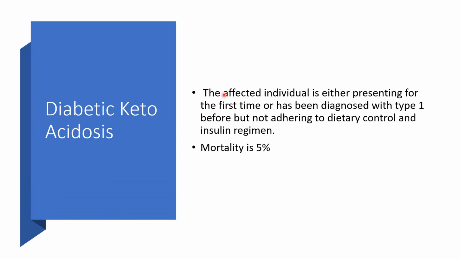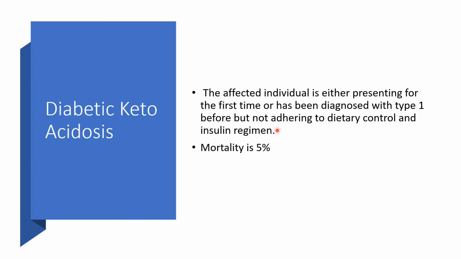Now, diabetic ketoacidosis. The affected individual is either presenting for the first time or has been diagnosed with type 1 diabetes mellitus before, but not adhering to dietary control and insulin regimen. Let me explain. Remember, when we started on type 1 diabetes mellitus, I said it might be DKA that will be the first presentation in many of them, meaning they won't know that they have diabetes mellitus until they've come down with diabetic ketoacidosis.